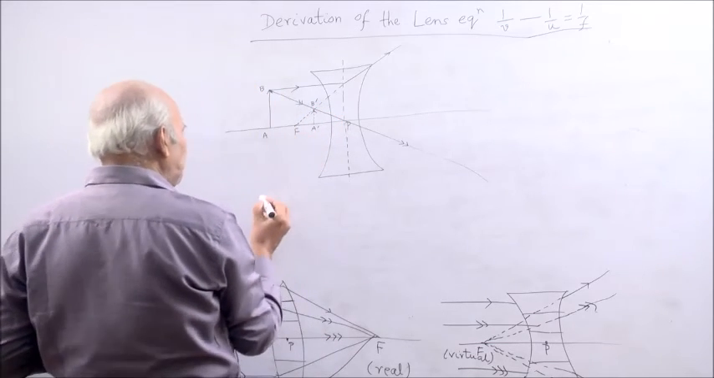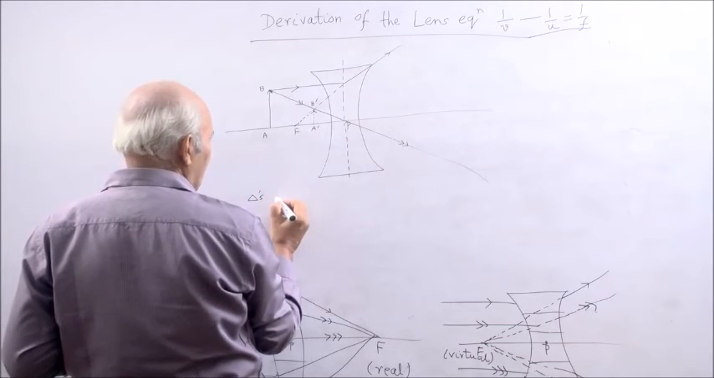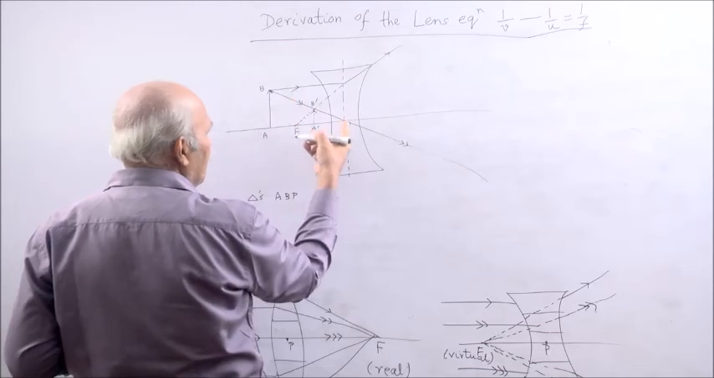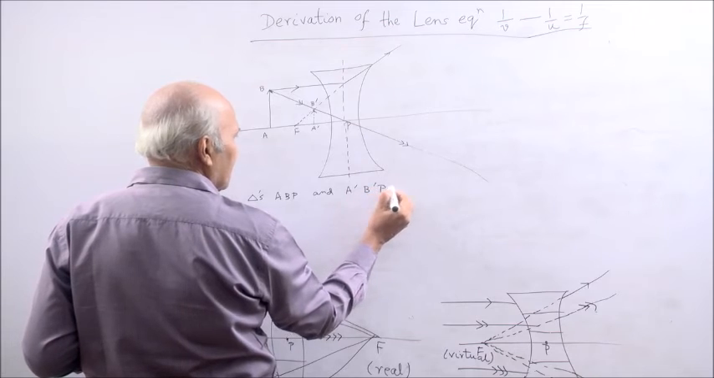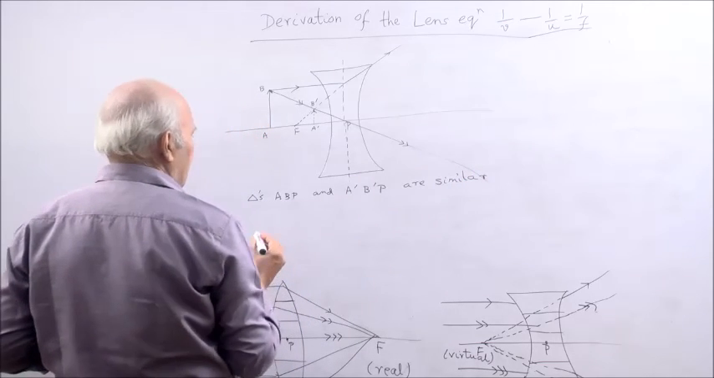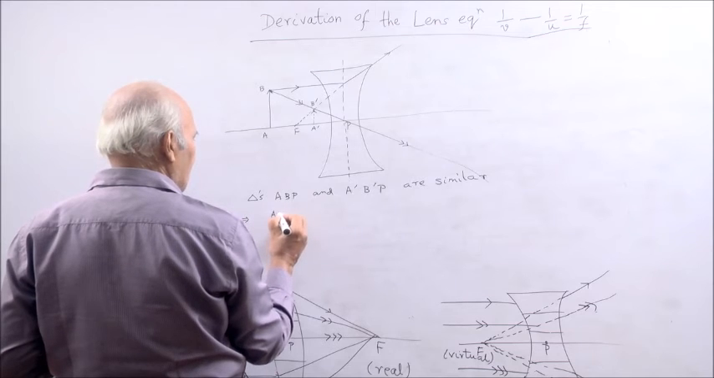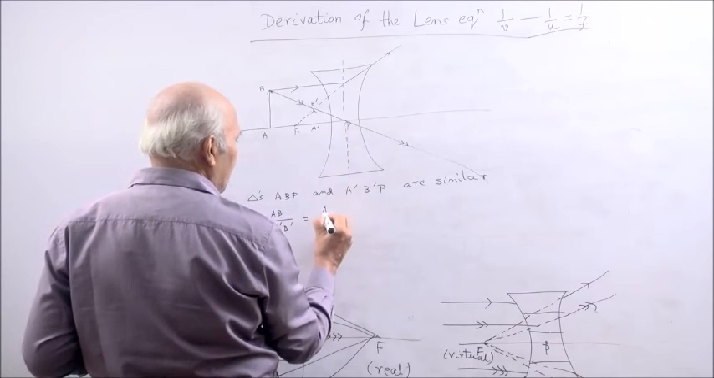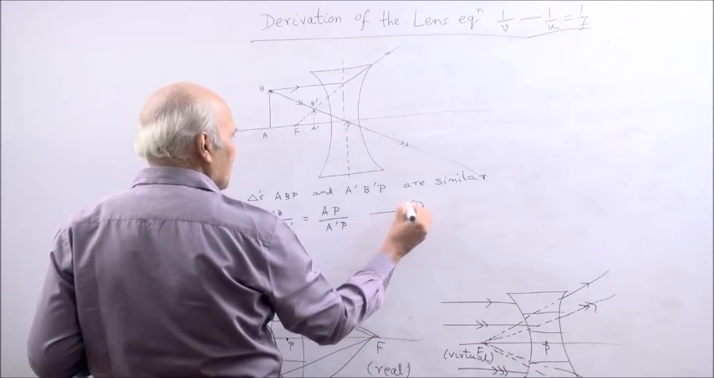So, here you have to choose two triangles. So, triangles ABP and A dash B dash P are similar, because three angles are equal to three angles. So, the sides will be proportional. So, you have AB by A dash B dash is equal to AP by A dash P. So, this is one equation.